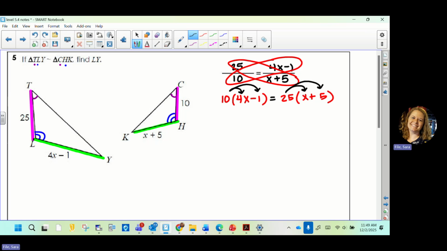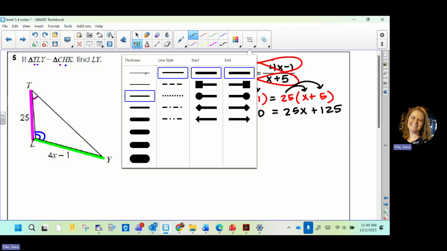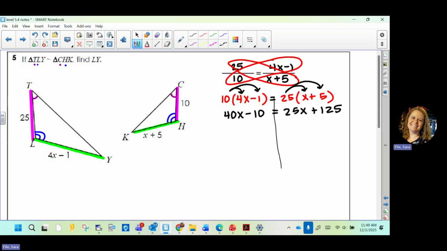So now this is an algebra problem. So that's 40x minus 10 and 25x plus 125. Some of you, when you're solving your algebra equations, like to draw that line down the middle to separate the left and right. You can do that. And we're going to get x's to one side. So I'm going to subtract 25x over to get rid of it on the right. So that leaves me with 15x, and I've got the minus 10 still. And then over here, I've just got the 125.